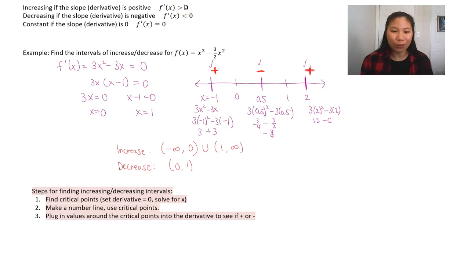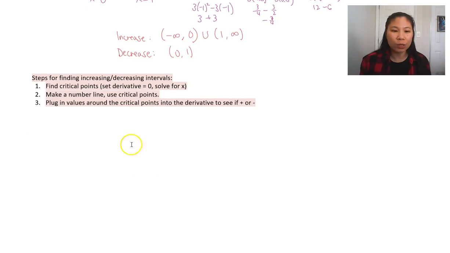All right, so in general, anytime that we're asked to find increasing or decreasing intervals, you want to first find your critical points. So set your derivative equal to 0, solve for x. Then make your number line, put the critical points on there, and then plug in values around the critical points into the derivative to see if you're going to get a positive or a negative number. And then the positives and negatives will tell you the increasing or decreasing intervals.